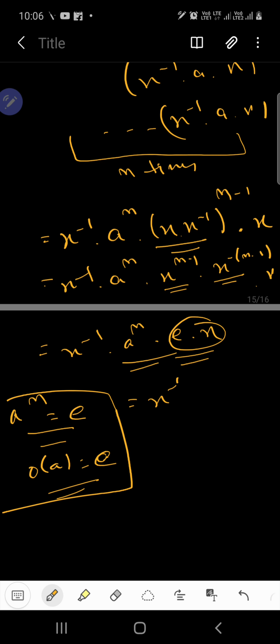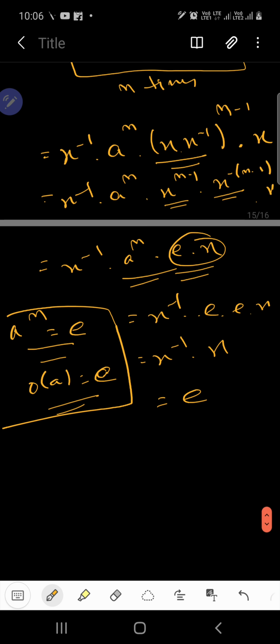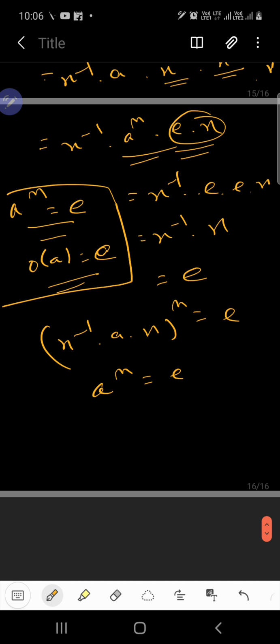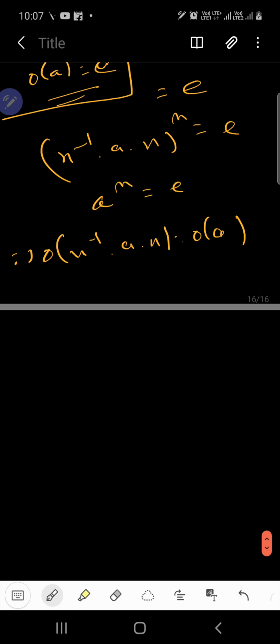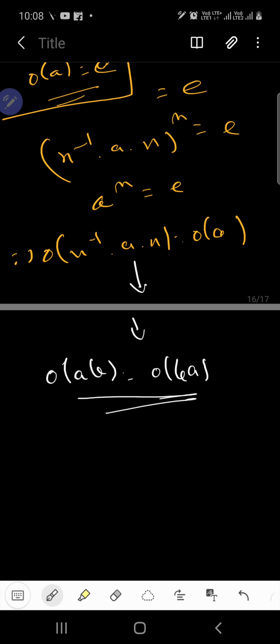So from here we can say x inverse times e times x equals x inverse times x, which equals e. So basically x inverse times a times x whole to the power n equals e, when a to the power n equals e. So from here we can say that the order of x inverse times a times x is equal to the order of a. So we come to the next property. What is the next property? There is a corollary property of this also. The corollary property says that the order of AB is equal to the order of BA. That is the commutative property of finding the order of an element.